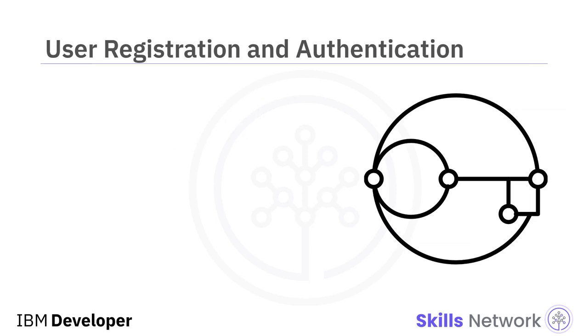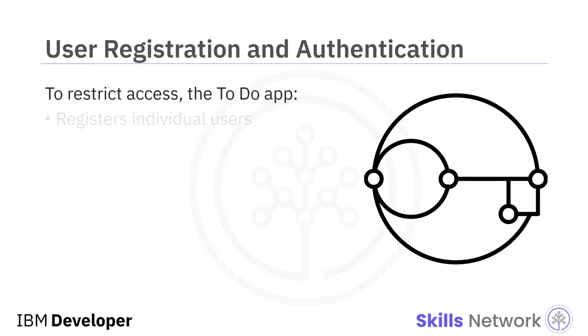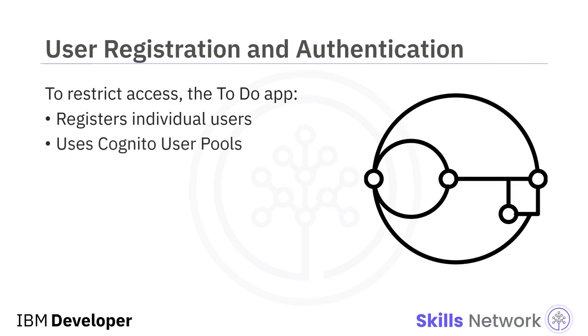The to-do application limits the users to their own to-do items. Thus, the users have to be registered and authenticated to access their individual to-do items. To accomplish this, you use Cognito user pools, which allows users to register to the application and authenticate them.